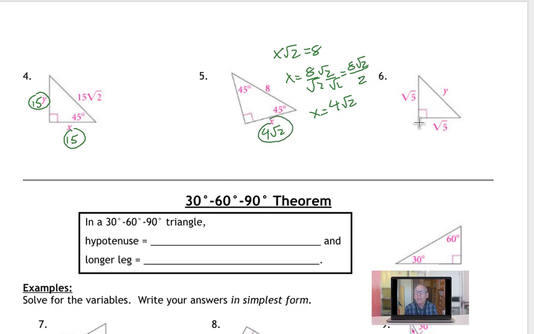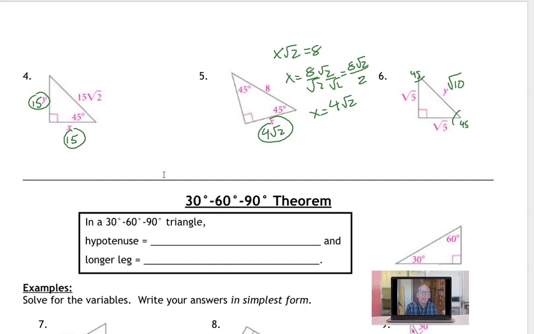Looking at number 6, we've got root 5 and root 5 for the legs. It's isosceles. It's a right triangle. Must be a 45, 45, 90. And root 2 times root 5 is going to be the hypotenuse length. That's going to be square root of 10.